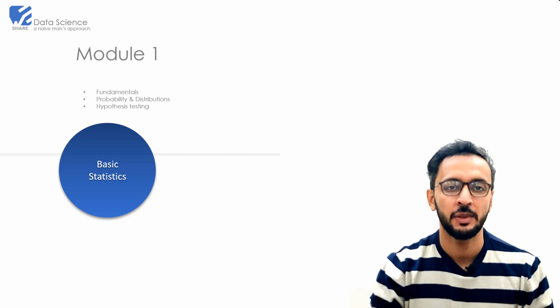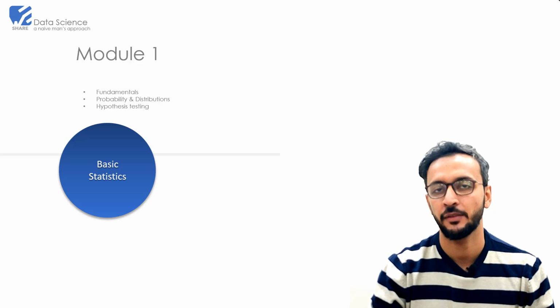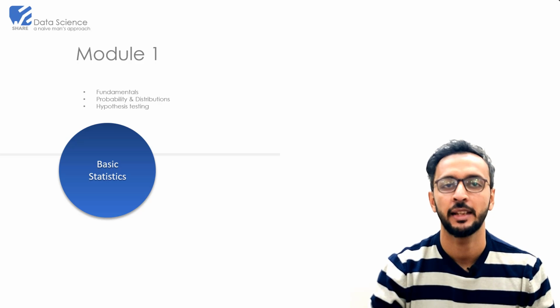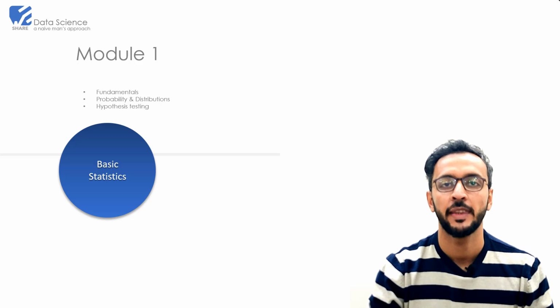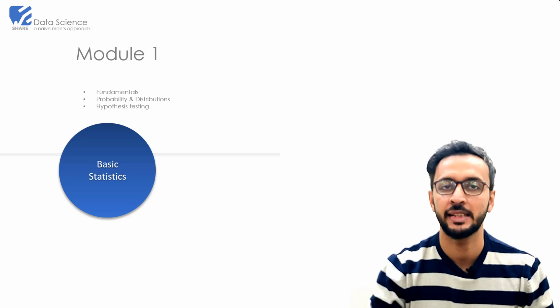So today we are starting with basic statistics. Now as you know, this is the first module of our course Data Science, a naive man's approach. And after this module, we'll have 3 more modules, that is R programming, modeling, and finally advanced modeling. Now each module is divided into different sections. For example, in this module there will be 3 sections.